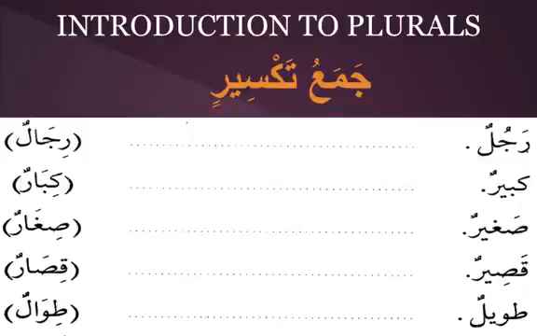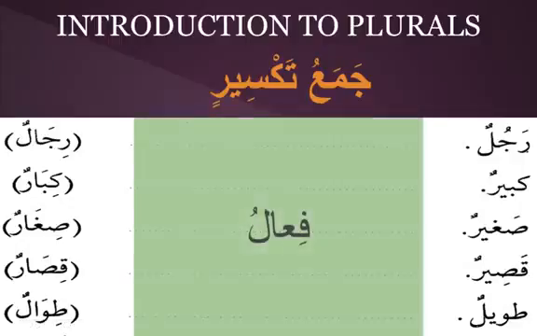So here we got rajulun, we say rijalun, plurals. Kabirun, kibarun. Saghirun, sigharun. If you see the pattern here, if this was fa, ain and lam, we have fi'alun: rijalun, kibarun, sigharun, qisarun, tiwalun. So rajulun, rijalun, kabirun, kibarun, saghirun, sigharun. So there's a pattern here, which is fi'alun.